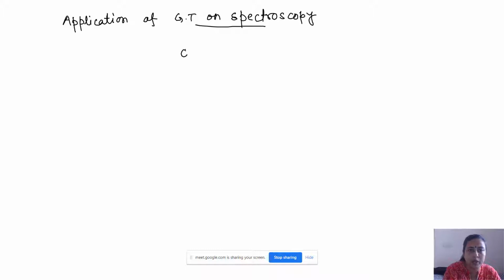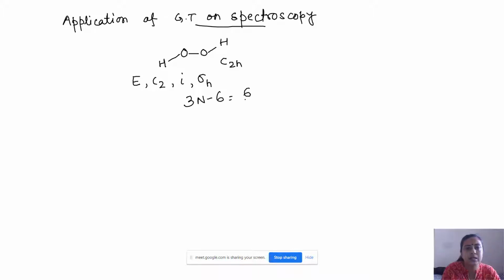So the structure of the molecule is, we know that the point group of this particular molecule is C2h. The symmetry operations are going to be E, C2, i and a horizontal plane. Now we know that there are going to be 6 normal modes of vibration, and we are going to find out how many of them are IR active and how many of them are Raman active.